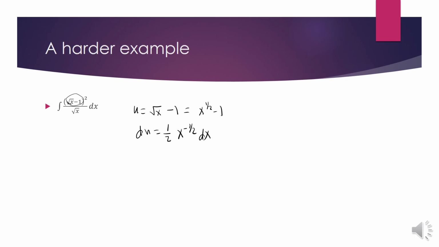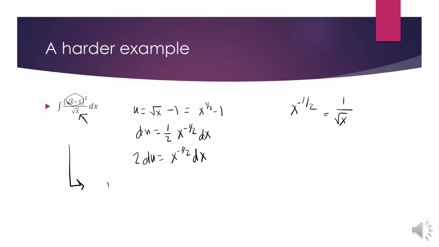Now you might be saying, I don't see an x to the minus 1/2 anywhere in my problem, but remember, x to the minus 1/2 is really 1 over the square root of x. And I do have that in my problem. It's right there. The square root of x is in the bottom of a fraction, so I do have that. But I don't have a 1/2, so I'm going to multiply both sides by 2. So I have 2 du is x to the minus 1/2 dx.